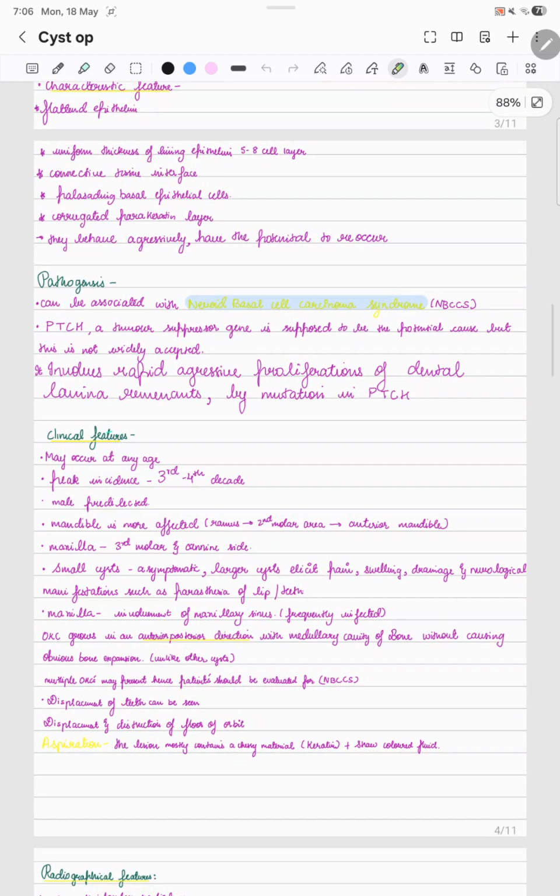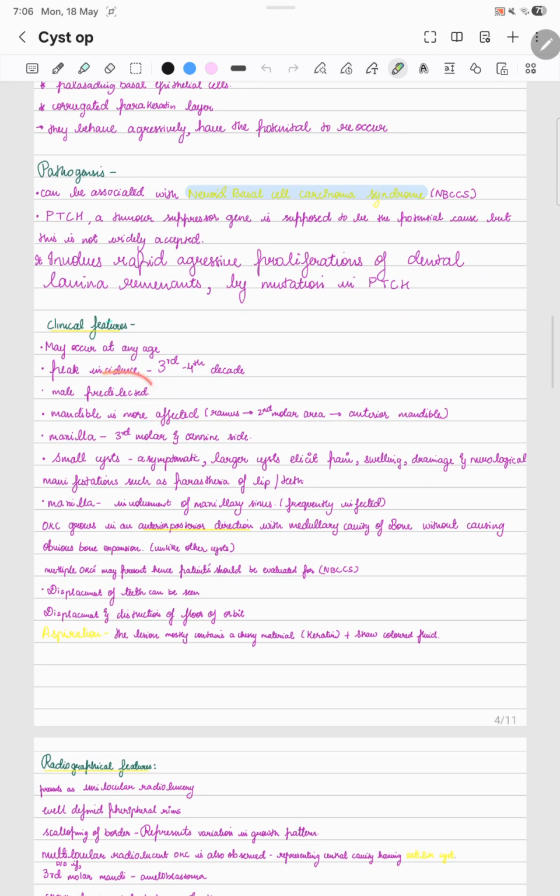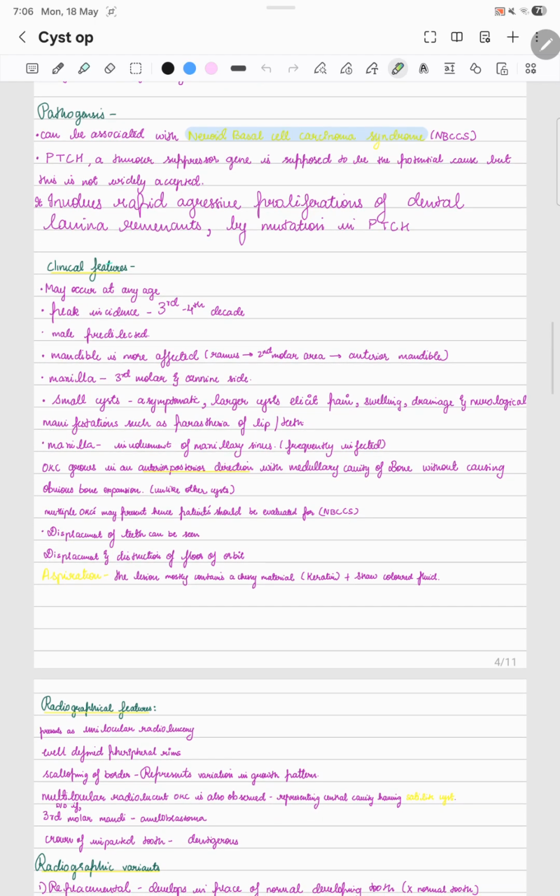Now coming to the clinical features. Clinical features may occur at any age. The peak incidence is 30 to 40 years. Male predilected, obviously, and the mandible is more affected. The ramus of the mandible is most affected, then the second molar area, then the anterior mandible. Okay, now in the maxilla, the third molar area is affected, then the canine side.